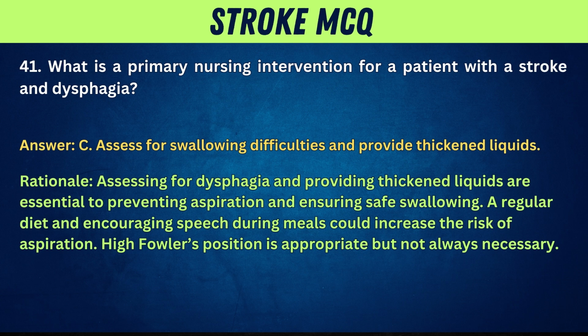Rationale: assessing for dysphagia and providing thickened liquids are essential to preventing aspiration and ensuring safe swallowing. A regular diet and encouraging speech during meals could increase the risk of aspiration. High Fowler's position is appropriate, but not always necessary.